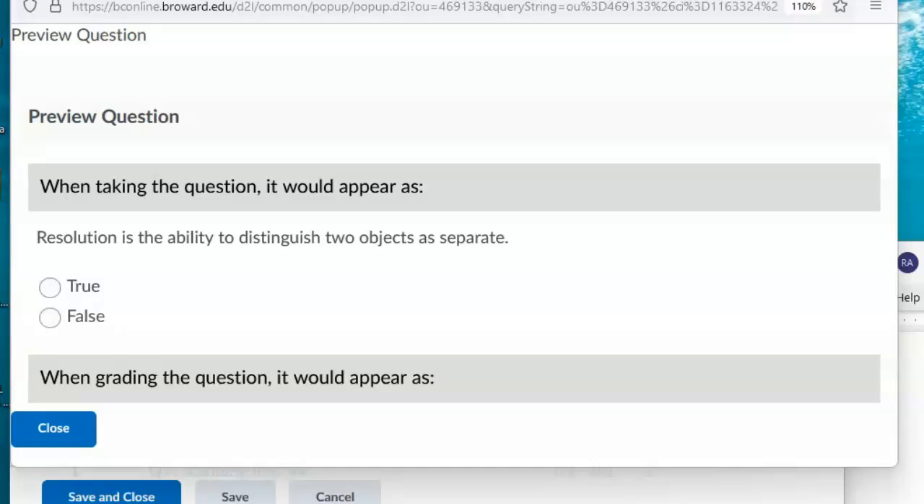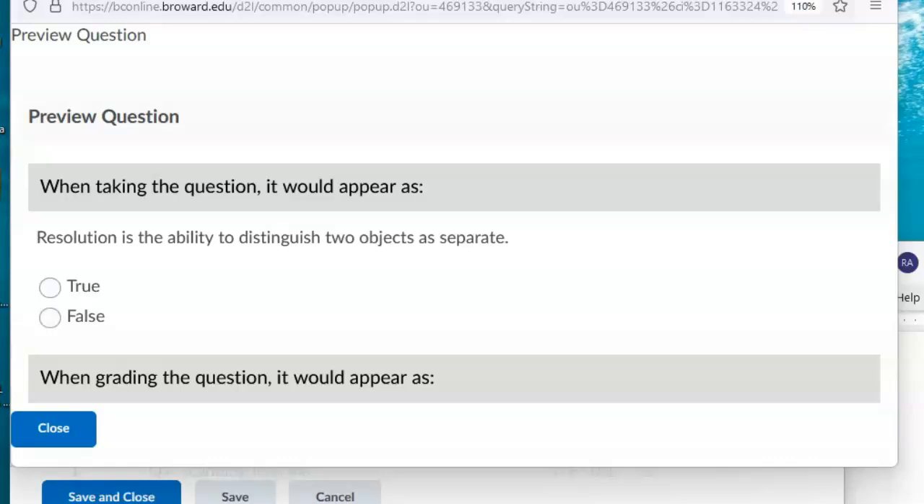Okay, first question. Resolution is the ability to distinguish two objects as separate. So I will stop for 5 seconds so you can think about your answer. So resolution is the ability to distinguish two objects as separate. That's correct. That's the definition of what resolution is.